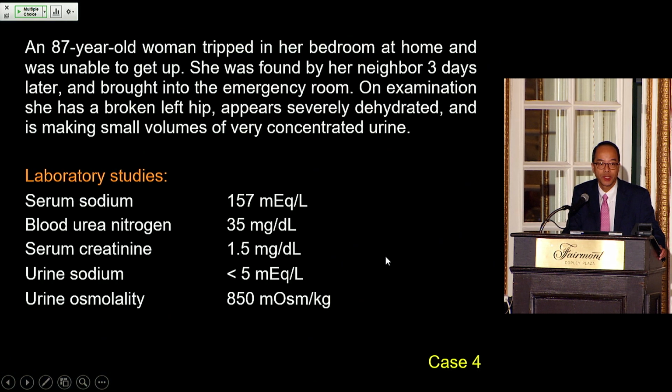Okay, next question. An 87-year-old woman tripped in her bedroom at home and is unable to get up. She's found by her neighbor 3 days later and brought into the ER, and on exam she's got a broken hip, appears dehydrated, and is making small volumes of very concentrated urine. And her sodium is 157, BUN 35, creatinine 1.5, urine sodium less than 5, and urine osmolality 850.